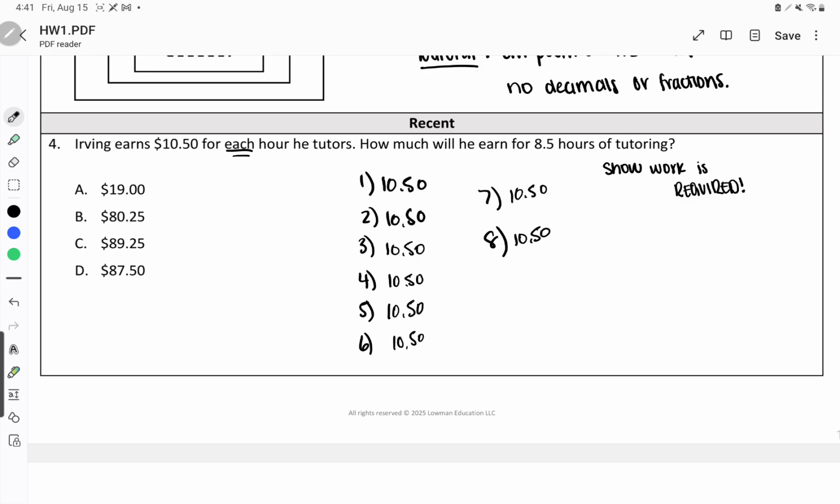So every single hour for hours 1 through 8, he is earning $10.50. Well, I could go through and add $10.50 8 times. Or what is the same thing as repeated addition? Multiplying. So I'm going to multiply $10.50 times 8.5.